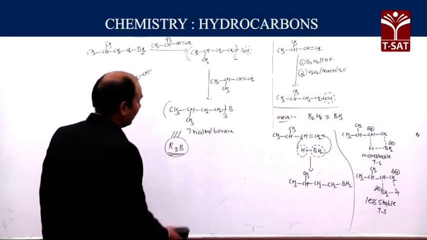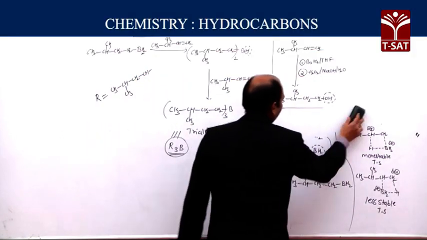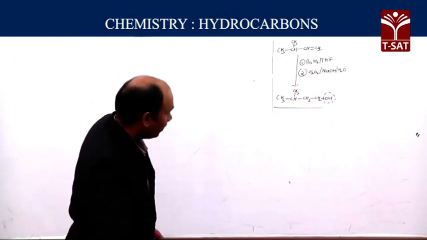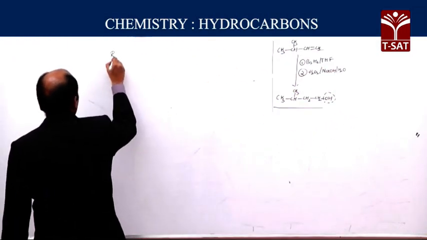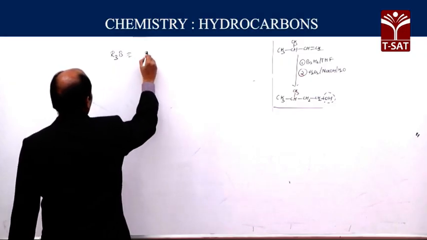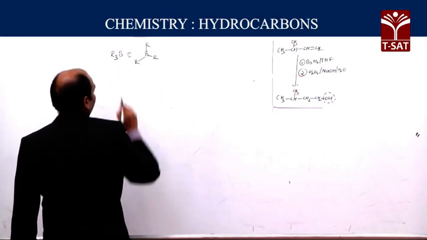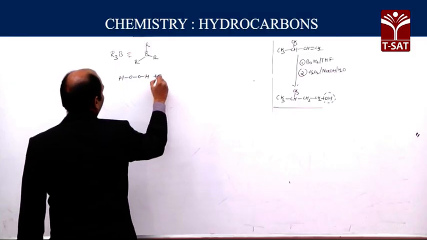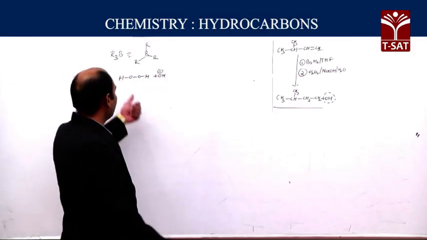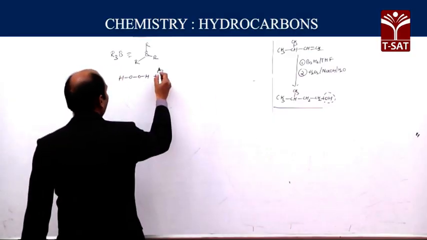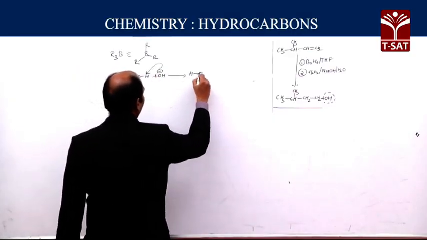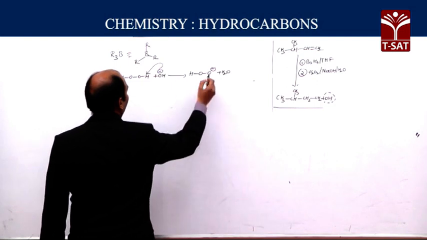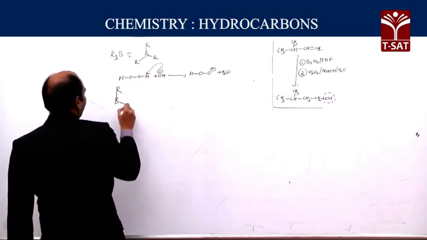So hydroboration is completed. Next is oxidation. That is trialkyl borane R3B, which we can write like this: B, R, R, R. Here we are taking hydrogen peroxide, HOOH, treated with OH minus. This hydrogen peroxide has acidic nature, and the base abstracts this H plus. It is converted into HOO minus plus H2O.